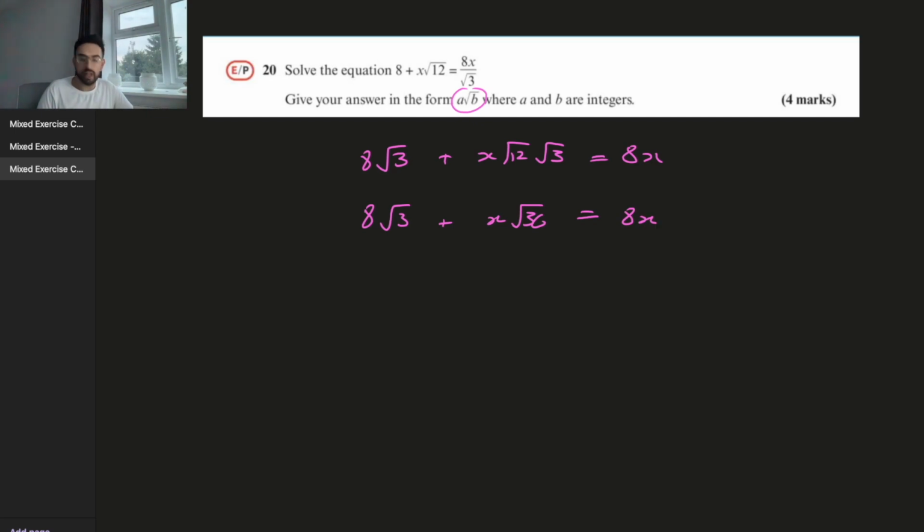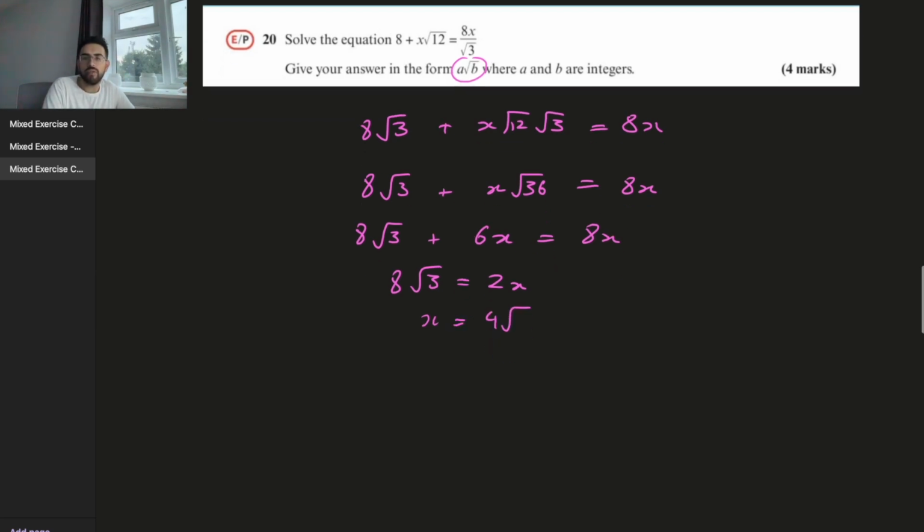Now, the reason why I made it root 36 is because I know that if I can get it into a square number, it's going to be very easy to work with. Okay, so 8 root 3 plus 6x equal to 8x. And therefore 8 root 3 is equal to 2x, and x is equal to 4 root 3. There is my answer, and hopefully we can move on.